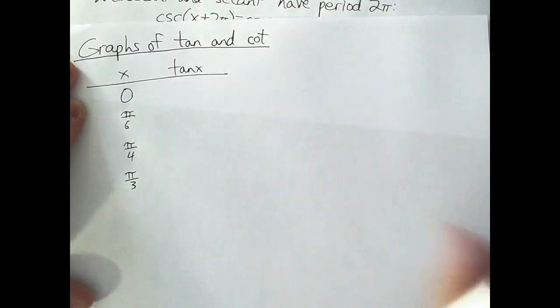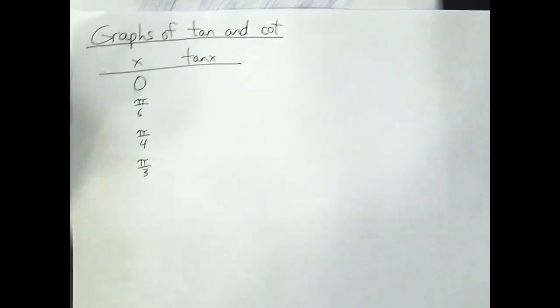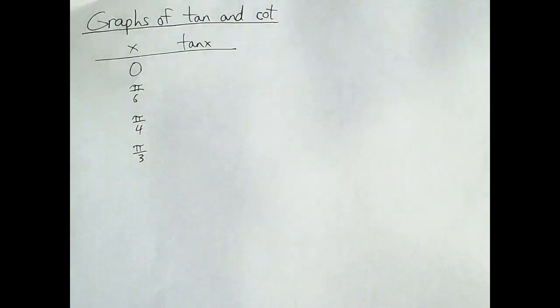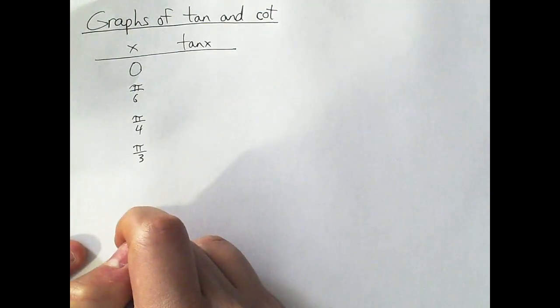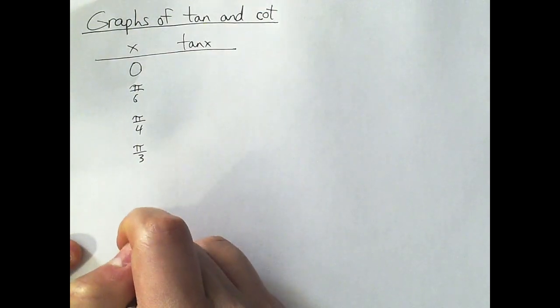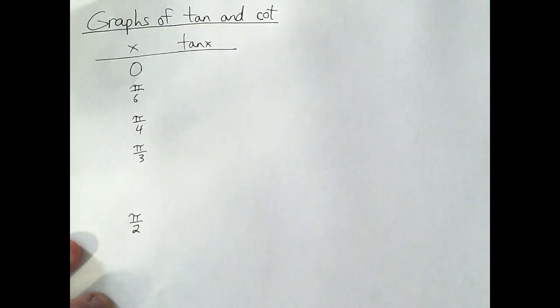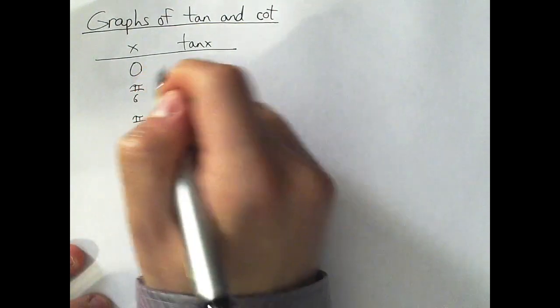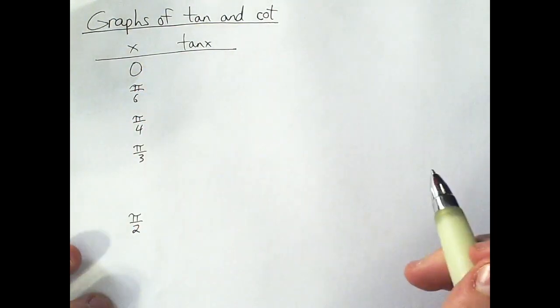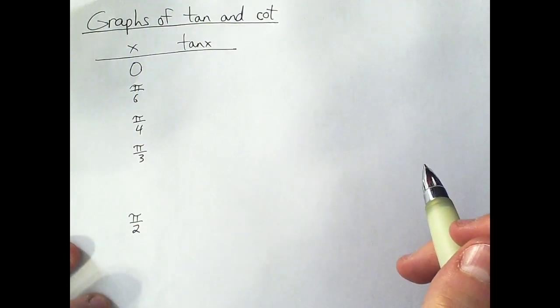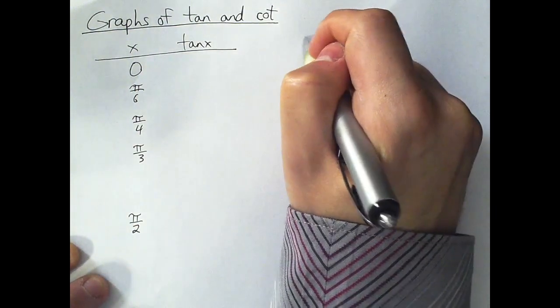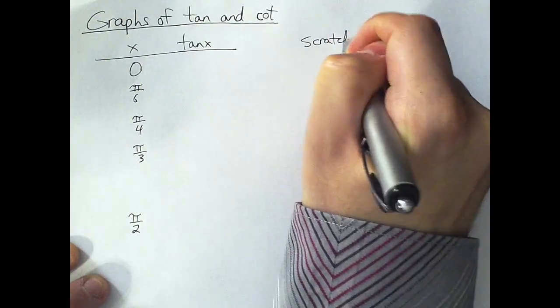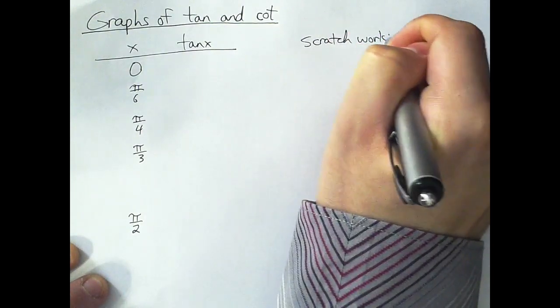I'm going to leave some space here for something that I want to show you. Let me straighten out my paper here. I'm going to leave some space underneath pi over 3. Skip down a bit and put pi over 2 here. Okay? And we'll figure out tangent of these values. We could do a little scratch work over here to help figure these out.